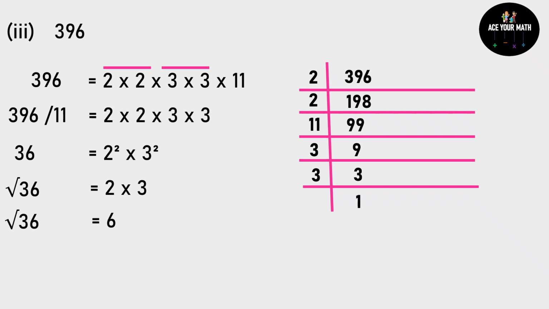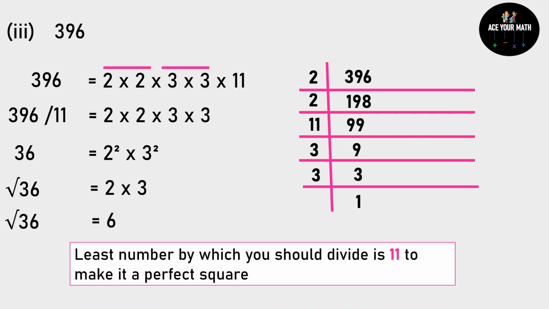So the question was by which least number you should divide this number. The least number by which you should divide is 11 to make it a perfect square. And 36 is a perfect square, and the square root of 36 is 6.